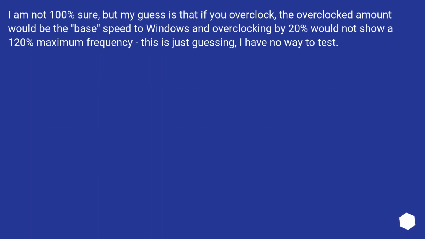I am not 100% sure, but my guess is that if you overclock, the overclocked amount would be the base speed to Windows, and overclocking by 20% would not show a 120% maximum frequency. This is just guessing. I have no way to test.